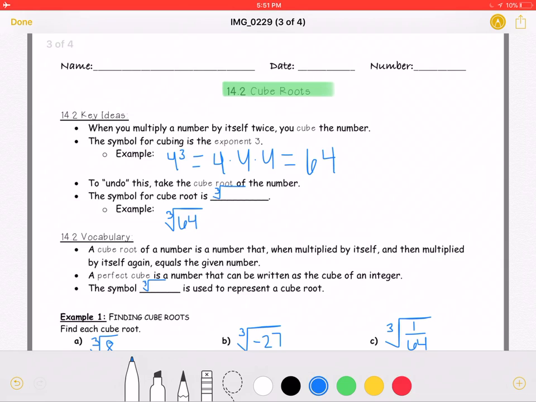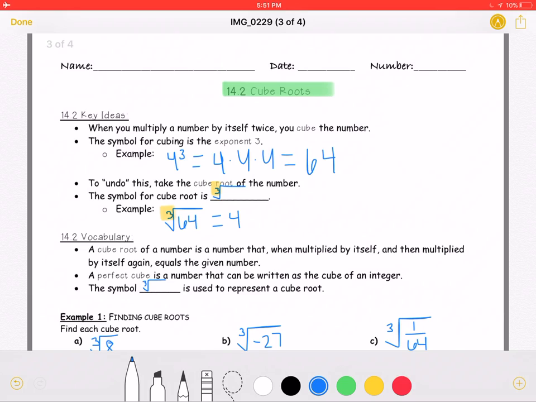To undo this, so the opposite or inverse of cubing a number is to take the cube root of that number. So the symbol for cube root is just like a square root, but we added this little 3 in the corner. That shows us that it's a cube root, not a square root. So when I take the cube root of 64, that equals 4. And again, instead of you having to sit there and think, oh, what number do I multiply together 3 times to get 64? You should have that list in front of you of cube roots so you can automatically look at it and say, oh, cube root of 64, that's 4.